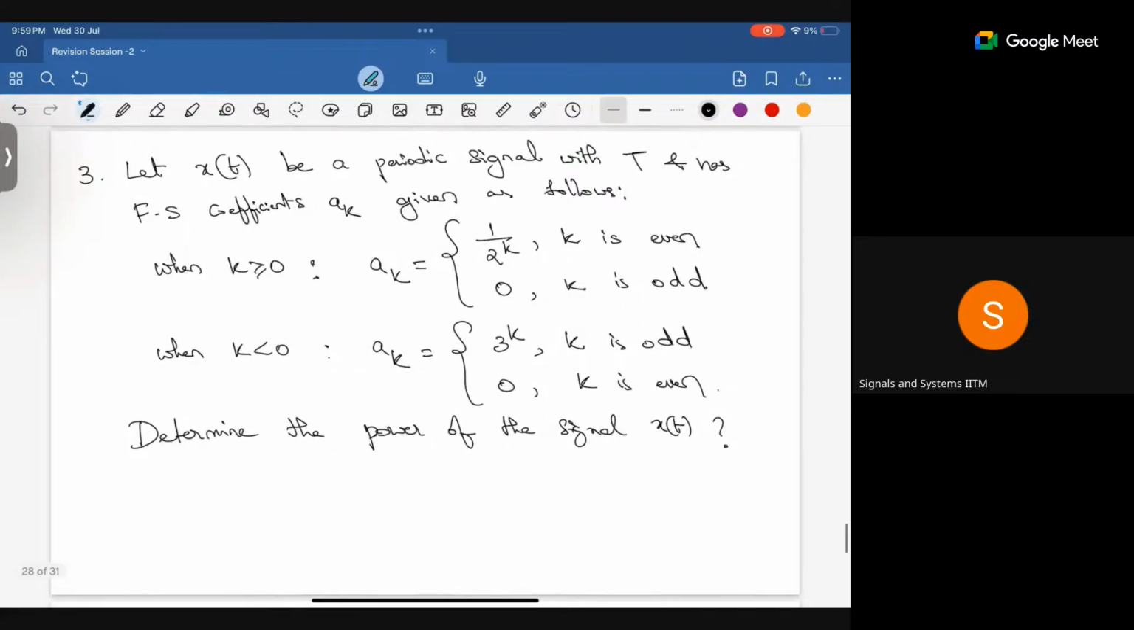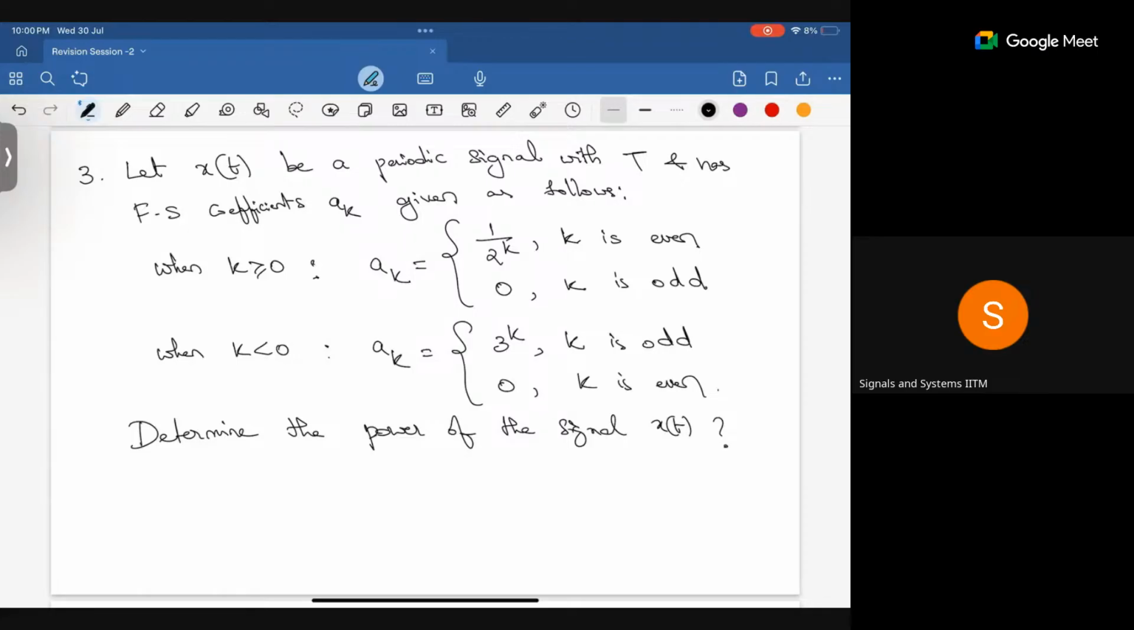And again, if they ask you to compute the power and they are giving you the Fourier series coefficients, it is evident that you have to use this Parseval's theorem. Okay. So here also, we have been given the Fourier series coefficients, but in a different manner.